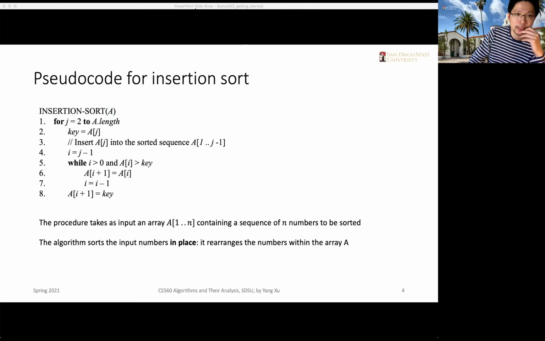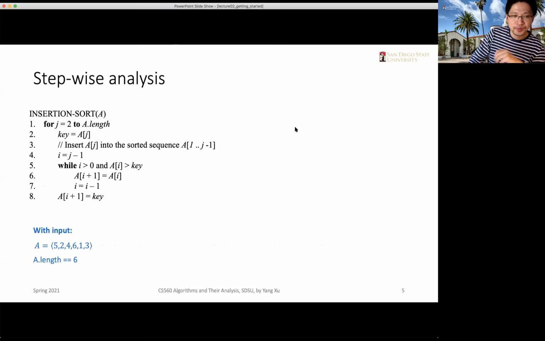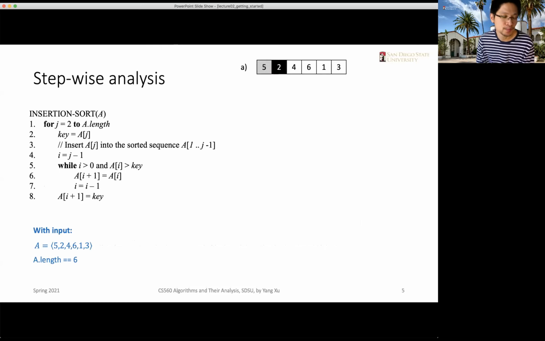We care about efficiency in terms of runtime, but not about the maintenance of software or the maintenance of algorithms. Okay. So let's start with a stepwise analysis. Given the inputs, let's see what it will do.